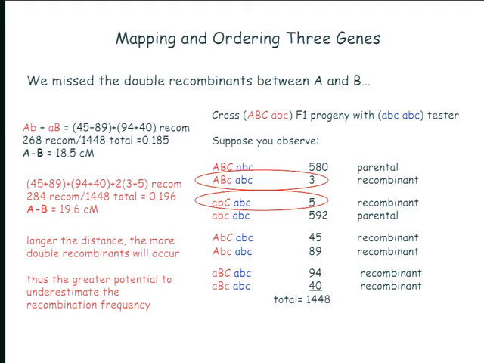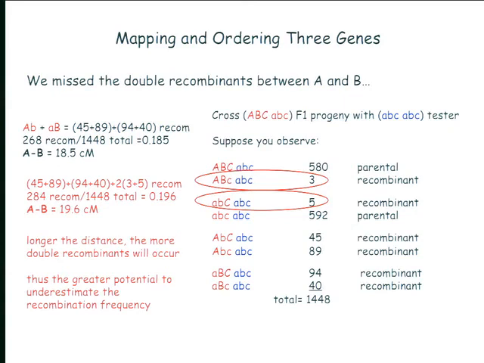So when we look for single recombination events, we got 45, 89, 94, and 40. That's where we have big A, little b, or little a, big B. But there are other recombinants, and that's these guys, where you have big A, big B, but little c. Now, C is in between A and B, so that's not a parental combination. You never got big A, big C, big B in the parents. So that has to have been a recombinant, but it has to have been a recombinant on both sides.